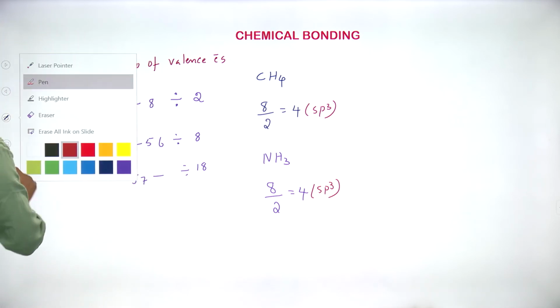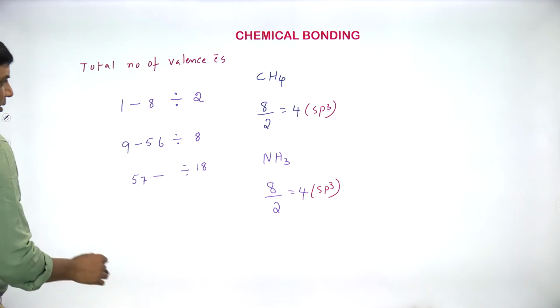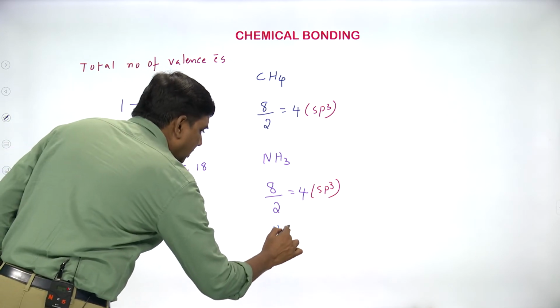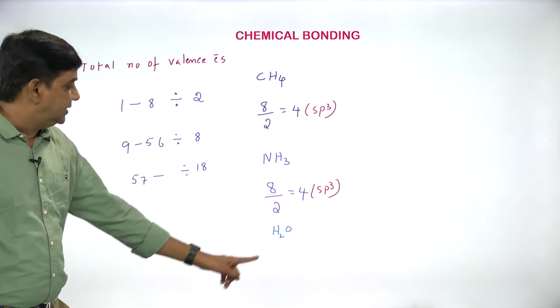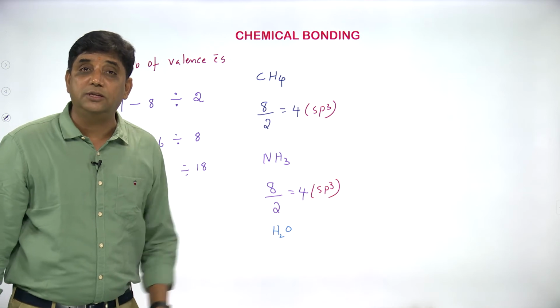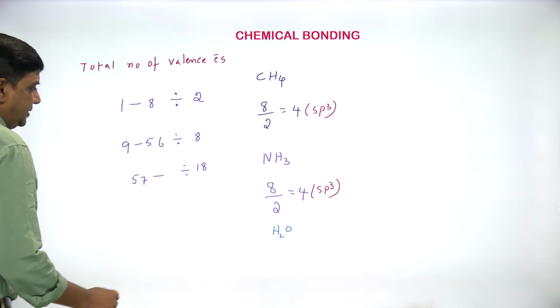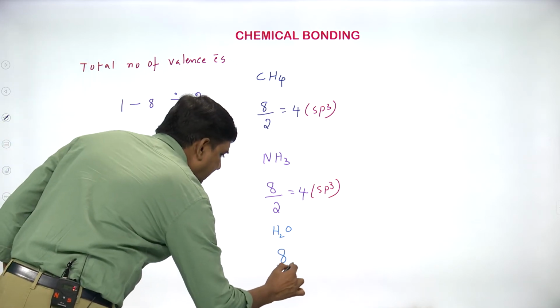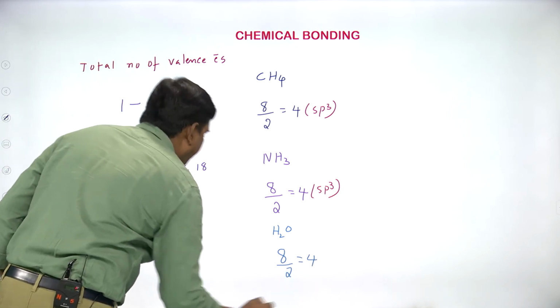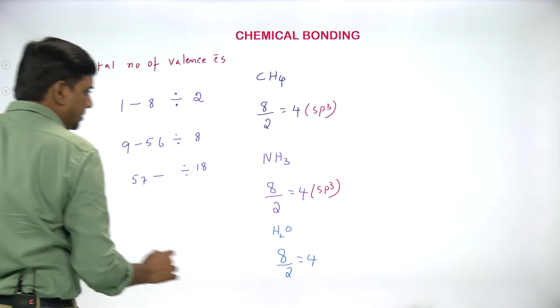And similarly, if you take H2O, oxygen means 6 valence electrons because oxygen belongs to the 6th group, and 2 hydrogens, 2 electrons, 6 plus 2, 8. 8 by 2 is equal to 4, means sp3 hybridization.